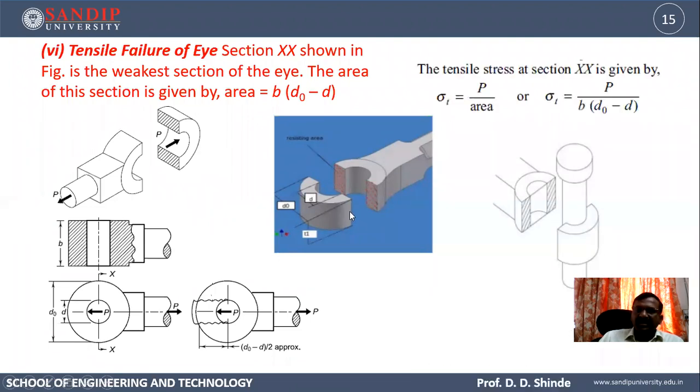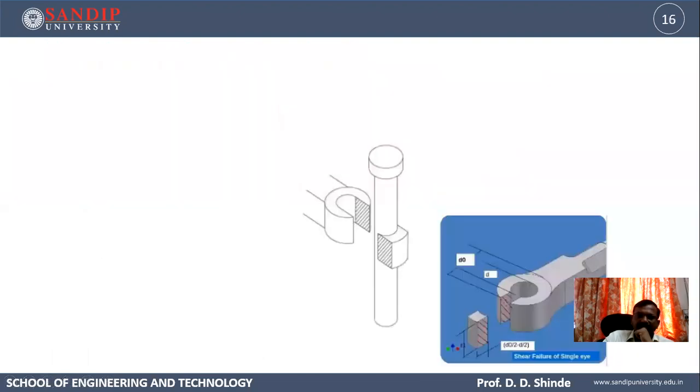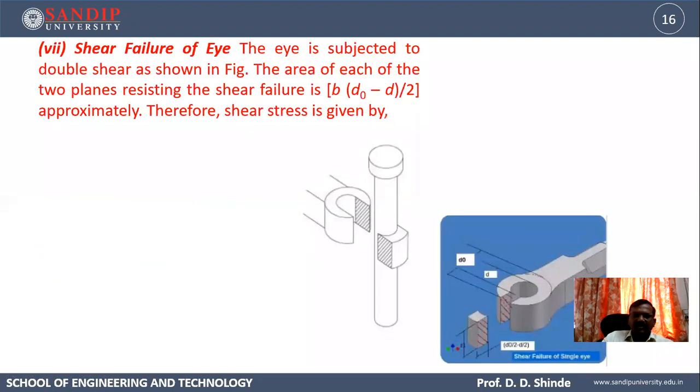So that will be the area which is resisting, DO minus D into B. From this you can get the tensile stress of the eye. Then shear failure of the eye.